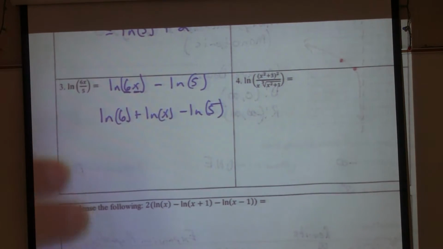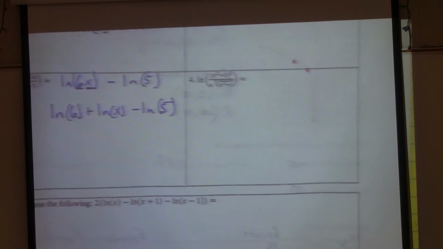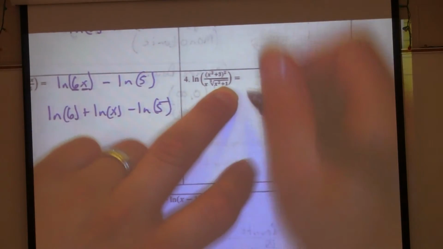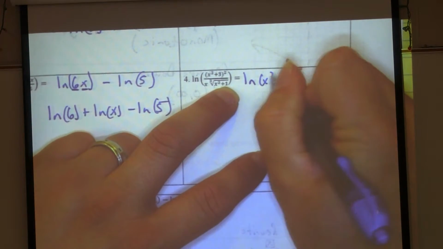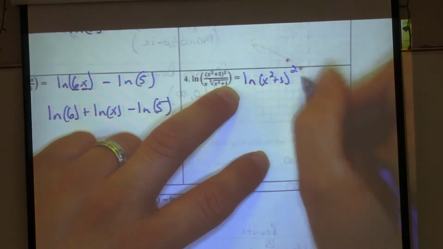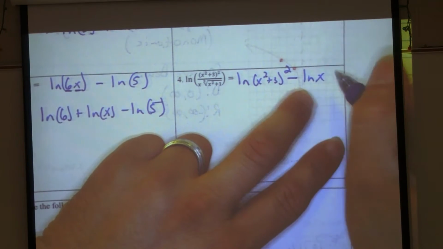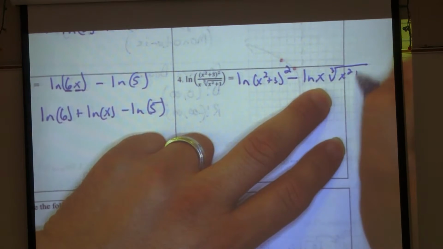How about number 4 here? Do it step by step, okay? Don't panic, take it slow. What is it that you want to separate first? The division, so that would be the top minus the bottom, right? So that's ln of x squared plus 3 squared minus ln of x times the cube root of x squared plus 1.